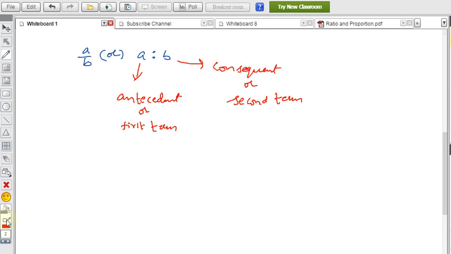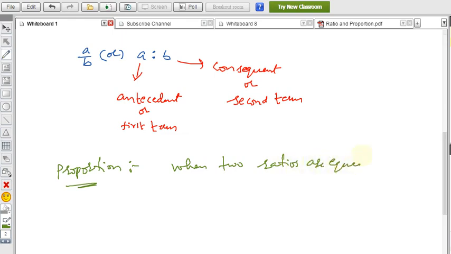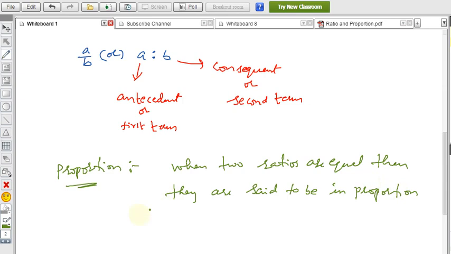Then proportion. Ratio is comparing two quantities. Now proportion is when two ratios are equal, then they are said to be in proportion. Let us see an example.